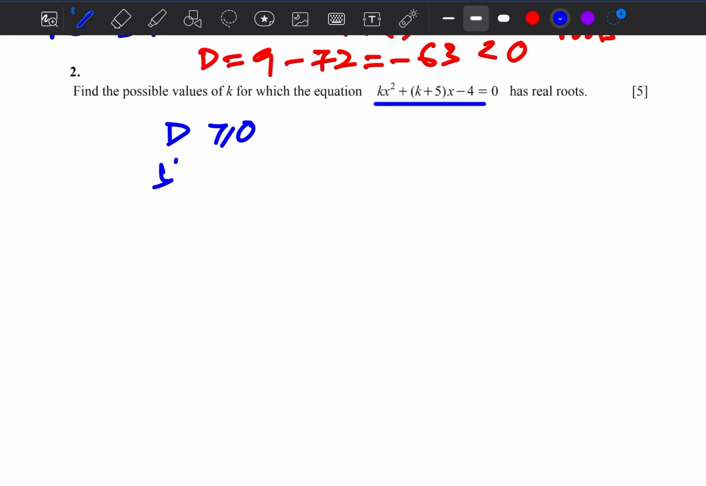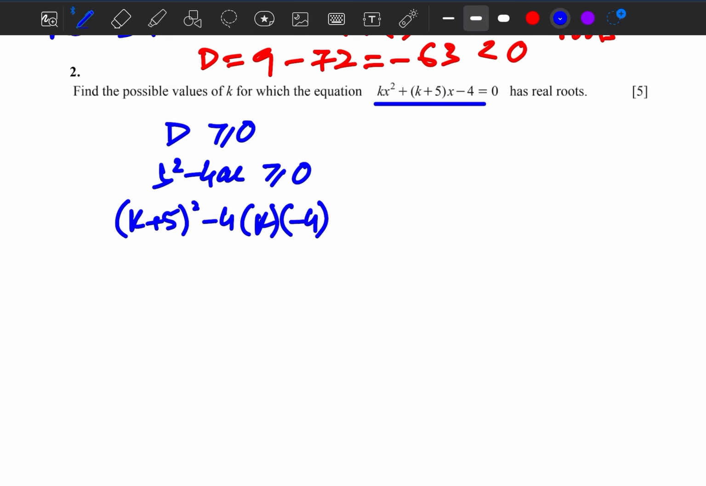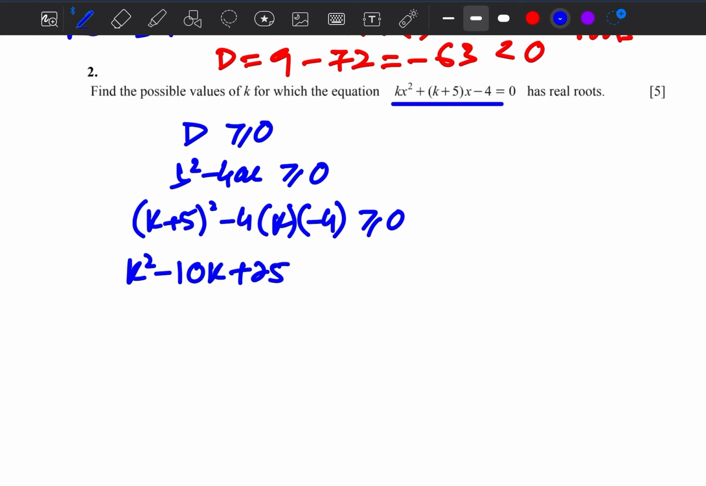So what is the discriminant? The discriminant is going to be b square minus 4ac. I'm going to put it greater than or equal to 0. What is the value of b? The b value is (k plus 5) whole square. What is the value of a? The value of a is k. The value of c is minus 4, greater than or equal to 0. I'm going to simplify it. k square, 2 fives are 10, 2 into k multiplied by 10k, the answer is going to be 25. Minus 4 multiplied by 4 is going to be plus 16k, greater than or equal to 0.